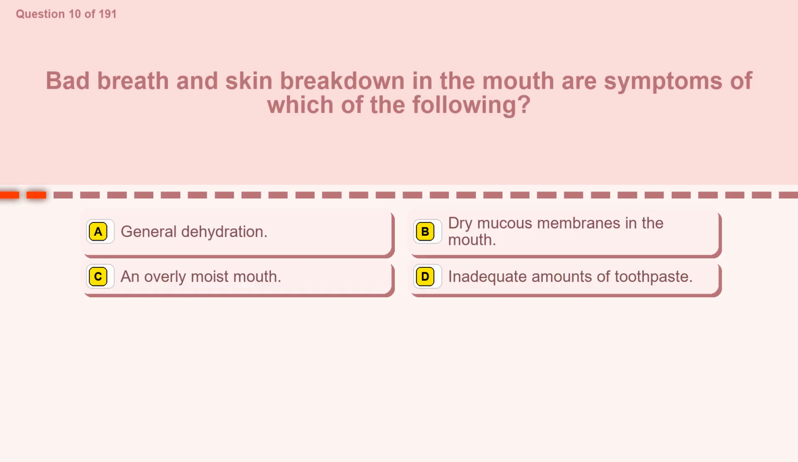Question 10. Bad breath and skin breakdown in the mouth are symptoms of which of the following? Option A. General dehydration. Option B. Dry mucous membranes in the mouth. Option C. An overly moist mouth. Option D. Inadequate amounts of toothpaste.